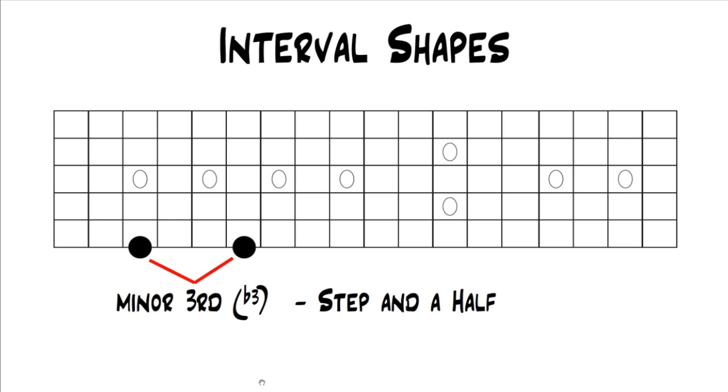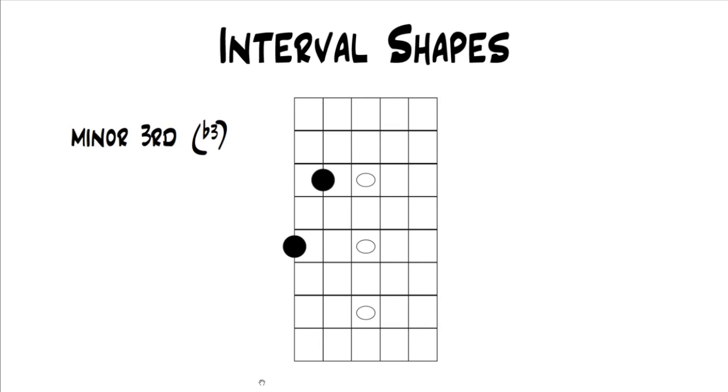The next shape was a minor third, or a flat 3, which was a step and a half apart on one string. If you're playing that on two separate strings, it would look like this. So if you notice again, you're just taking that last one, which is a major second, which is right here, moving it up one half step. That gives you your minor third.